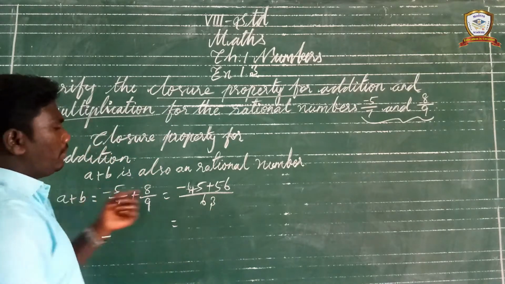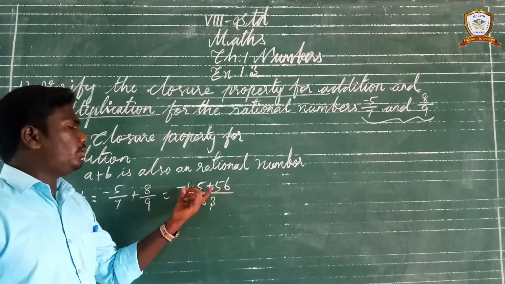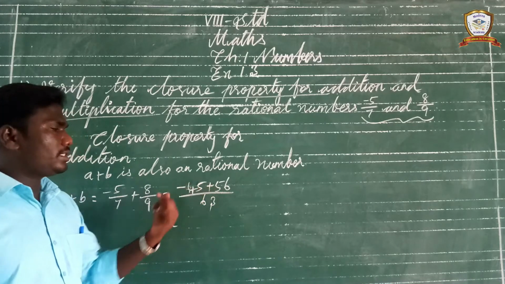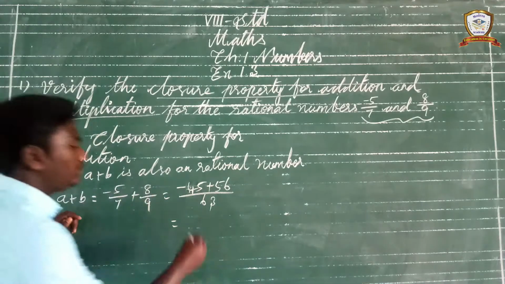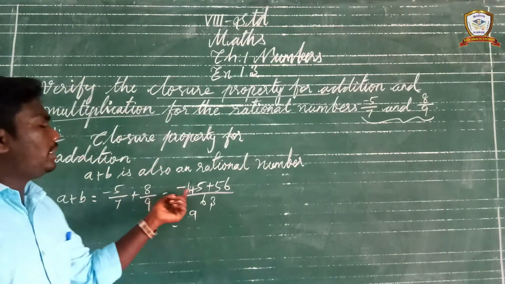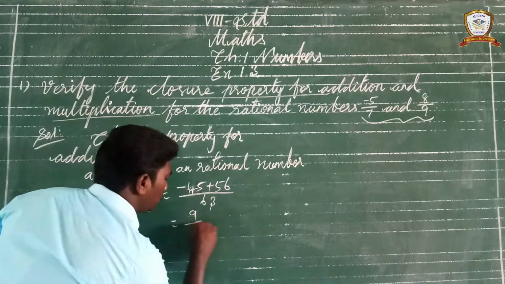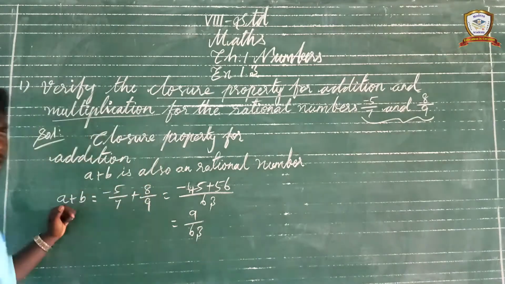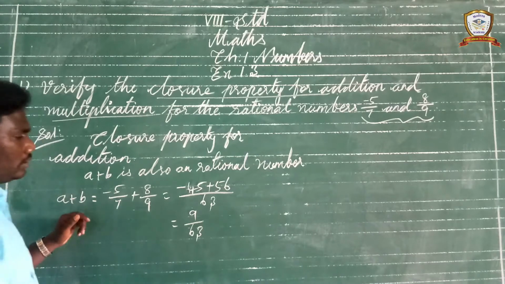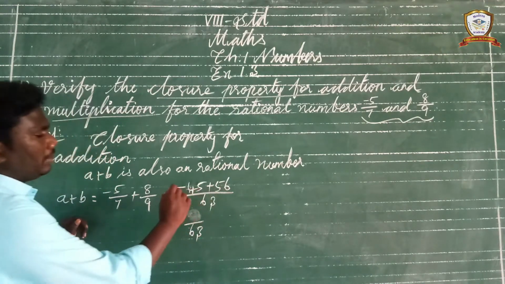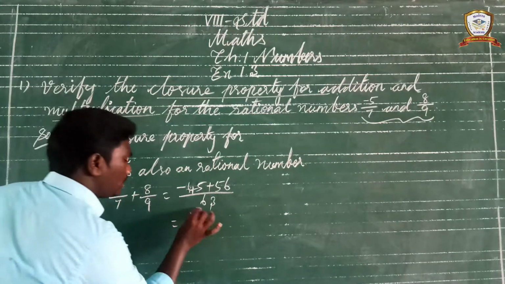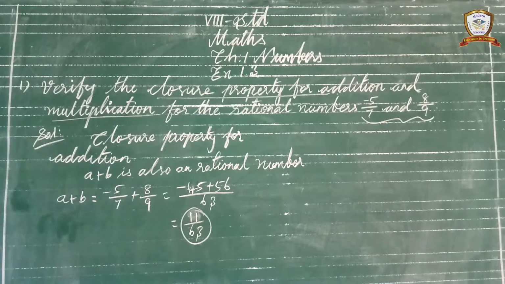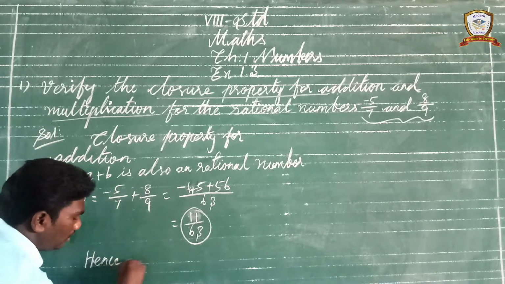The next, here minus 45 plus 56. Both have different signs, so we subtract. So 56 minus 45, what is the answer? 11, so 11 by 63. Here the bigger number is plus. Are you clear? Okay, so this 11 by 63 is also a rational number or not? Yes, this is also a rational number. Therefore, hence true. Are you clear?